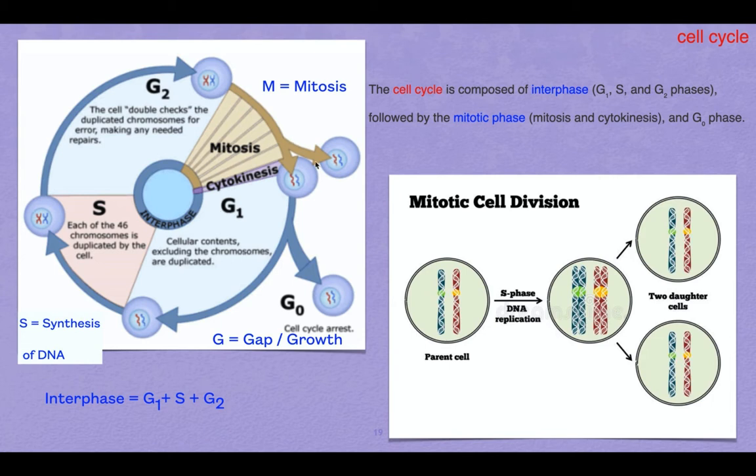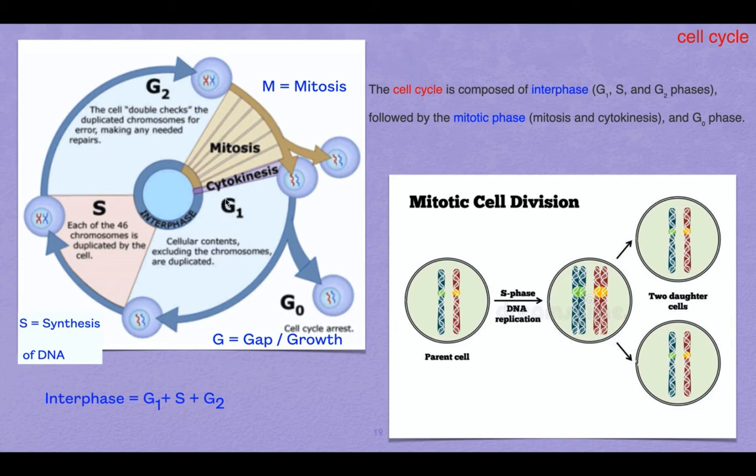This diagram shows the cell cycle. We are studying cell division, and in our syllabus there is mitosis and meiosis. To understand mitosis, we have to understand the cell cycle. It starts with G1. G means gap or growth, both are correct.